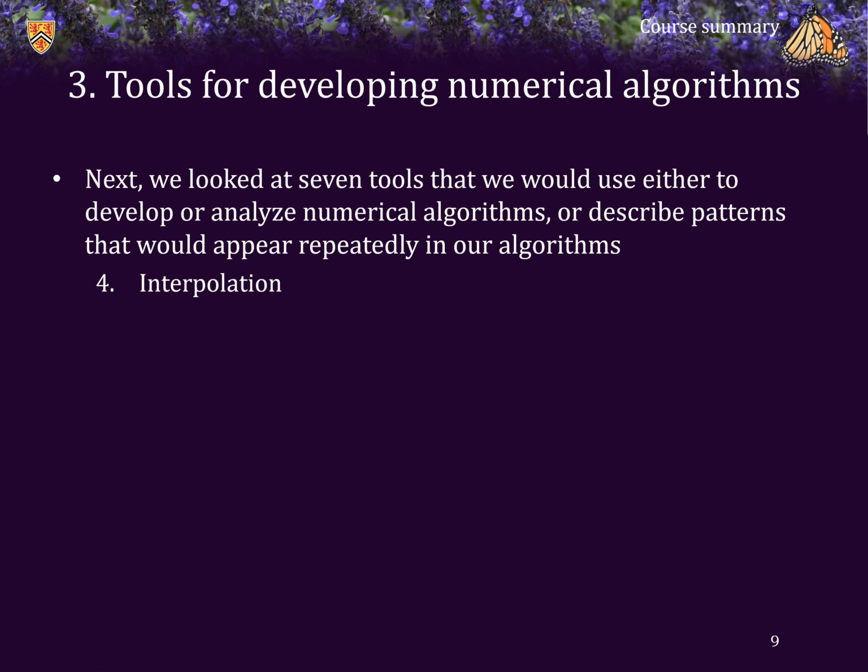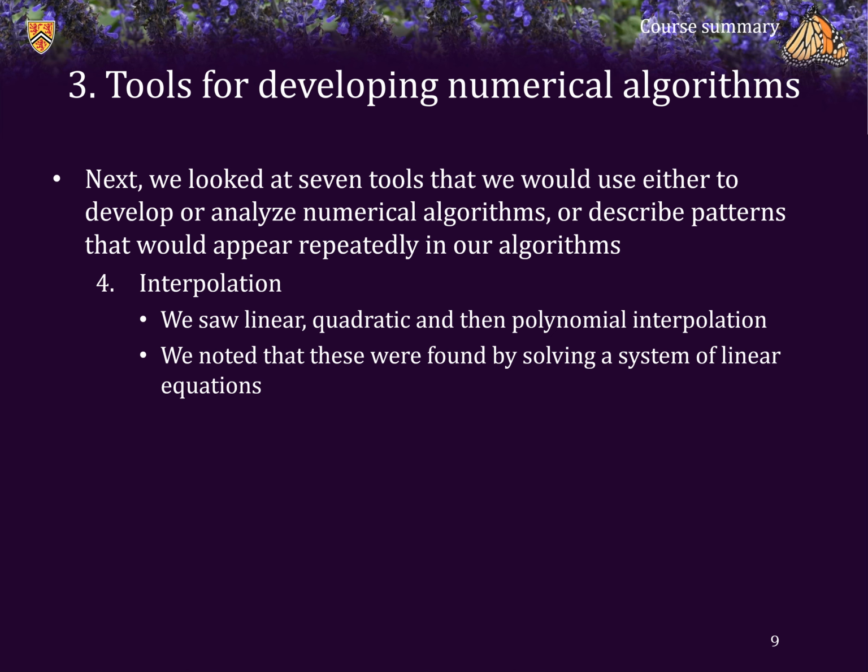Next, we saw interpolation. We started with linear interpolation, then quadratic, and then we described general interpolation with polynomials. We noted that we could find interpolating polynomials by solving a system of linear equations. In fact, finding an interpolating polynomial of degree n, which would interpolate n+1 points, would result in a system of n+1 linear equations in n+1 unknowns. We saw that this defined a Vandermonde matrix when we were setting up such a system of linear equations.